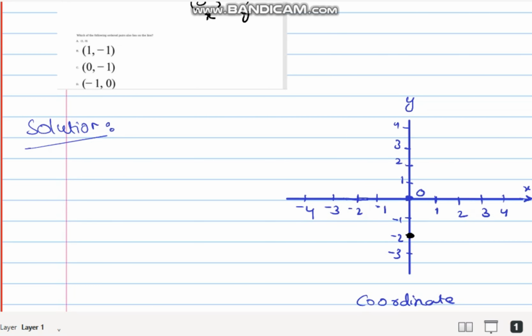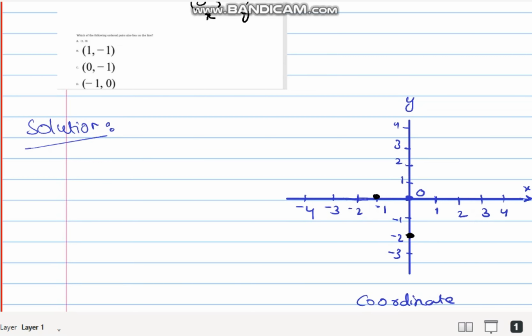So, dear students, the first point will be here. Okay, and now we have to draw the line. So how can we draw the line? This is very simple. Just pass the line from these 2 points, and we will get the line. It is a very easy question.